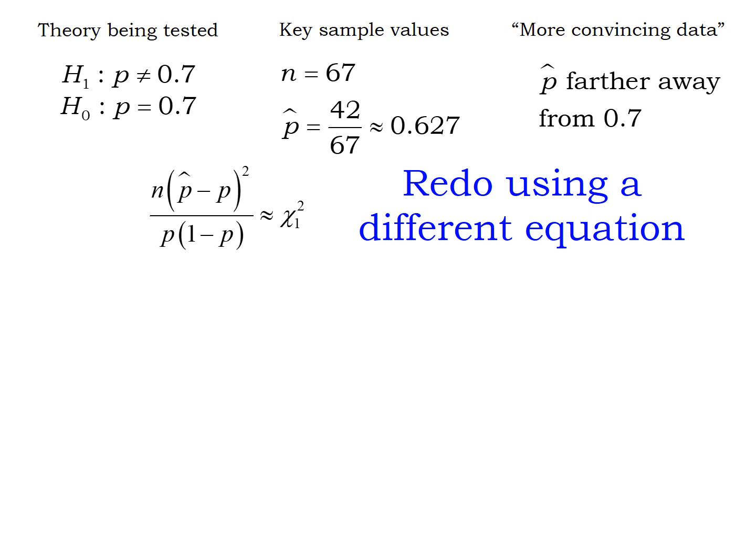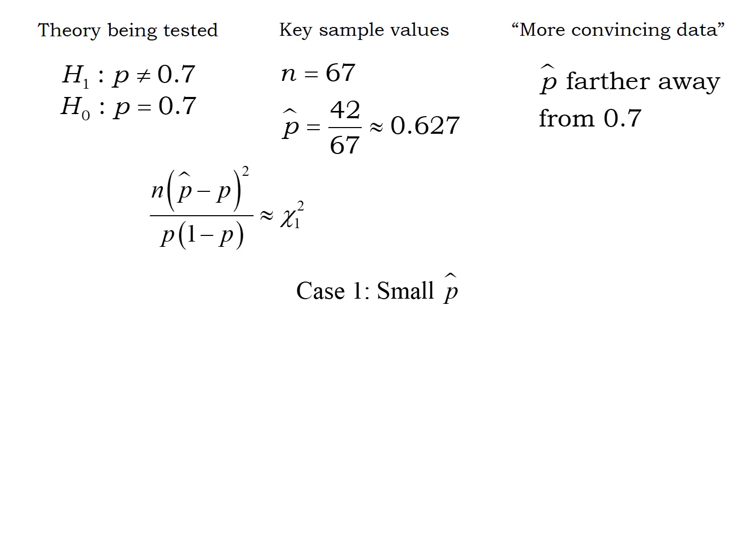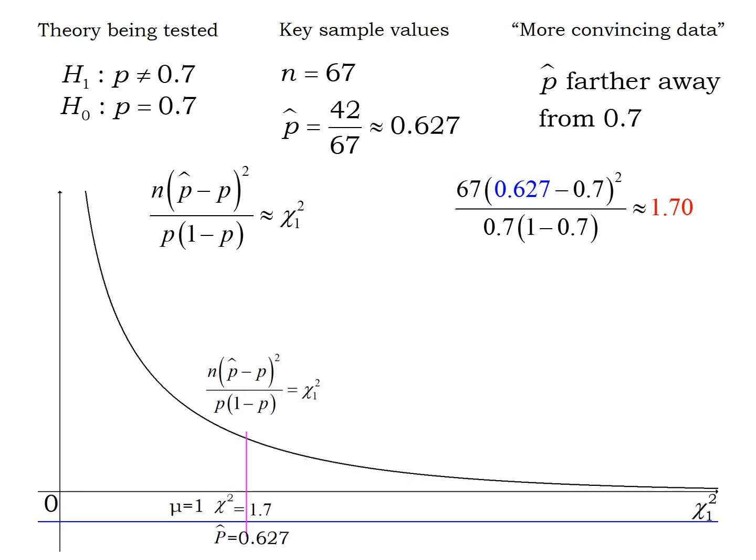So I'll start by looking at what happens if we have a small p hat. Same thing we did last time. 0.627 is the p hat we have. It is less than 0.7, so that's some evidence on the small side. So the corresponding chi-squared score would be 1.7. Again, we're assuming the null is true, so everywhere there was a p in the equation, we plugged in 0.7. Visually, we're saying our sample proportion of 0.627 equates to a chi-squared score of 1.7.